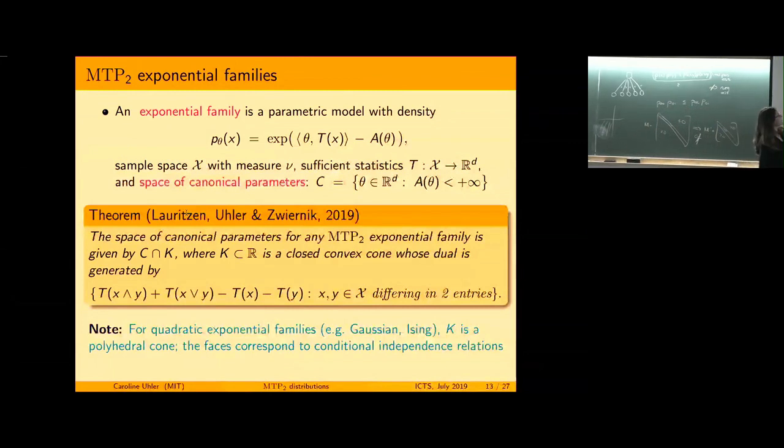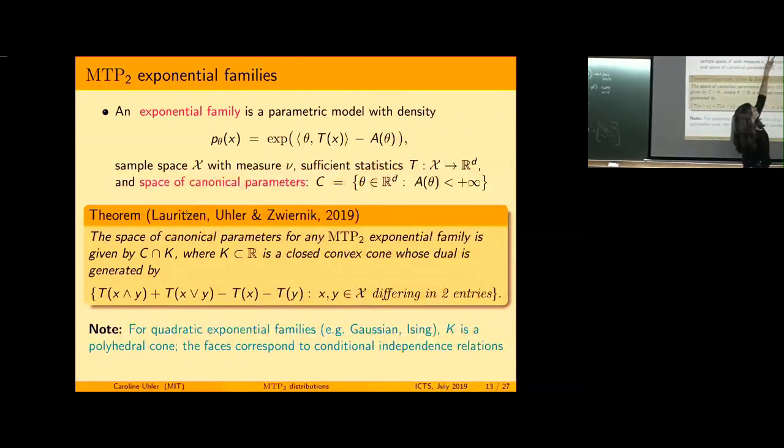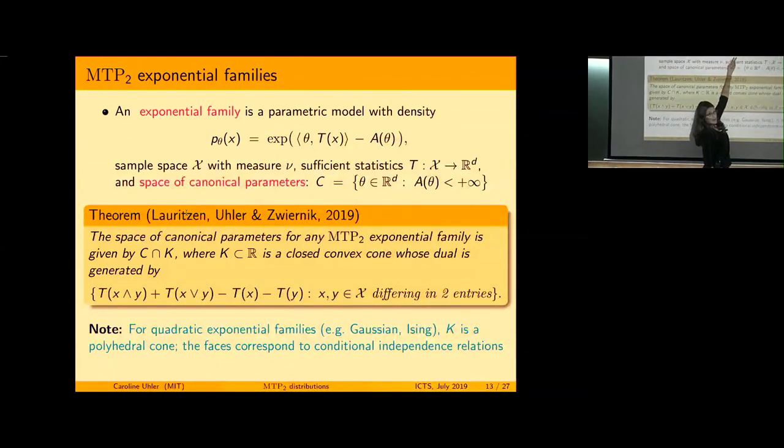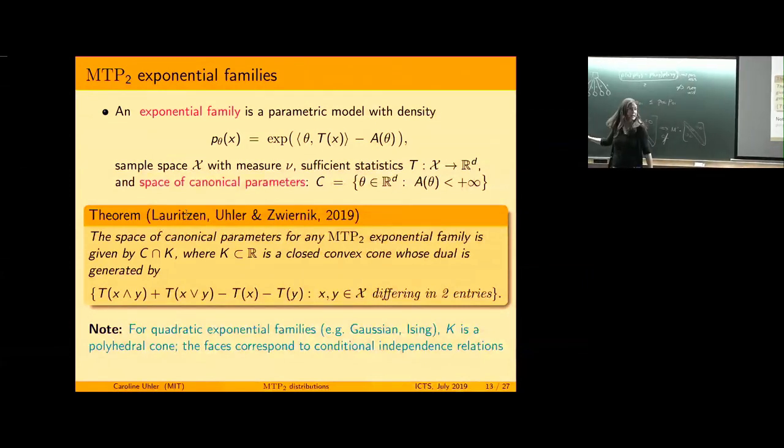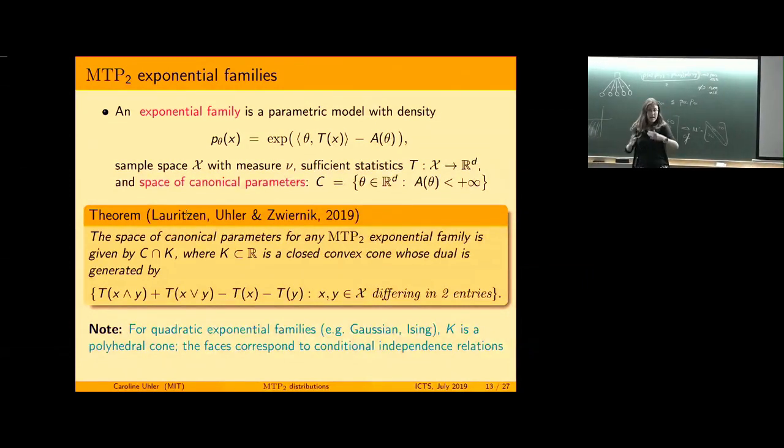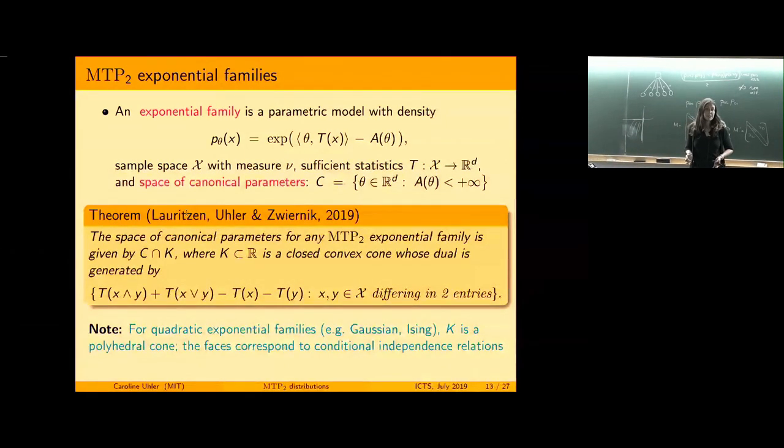For a quadratic exponential family, whenever t of x is quadratic in the data, you can always show that this is a polyhedral cone, like you see here in the Gaussian setting or the Ising setting. And the faces of the cone correspond to conditional independence relations. They correspond to statements like x independent of y given some random variable z.